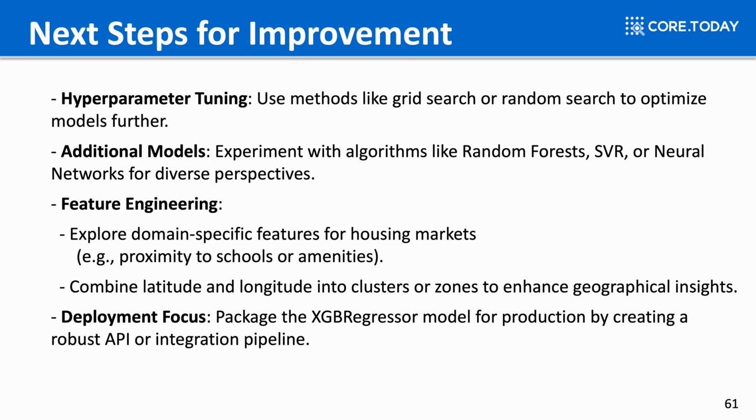We are not done yet. The results so far demonstrate the potential for improvement. For instance, tuning hyperparameters could further boost the performance of XGB regressor or KNN. Additionally, we could explore alternatives like neural networks or random forests to benchmark against XGB. Lastly, domain-specific feature engineering could bring new perspectives, such as creating custom zones using latitude and longitude. Our next step could also involve deploying the model into a real-world scenario. Let's embrace these challenges as opportunities to build even better models.